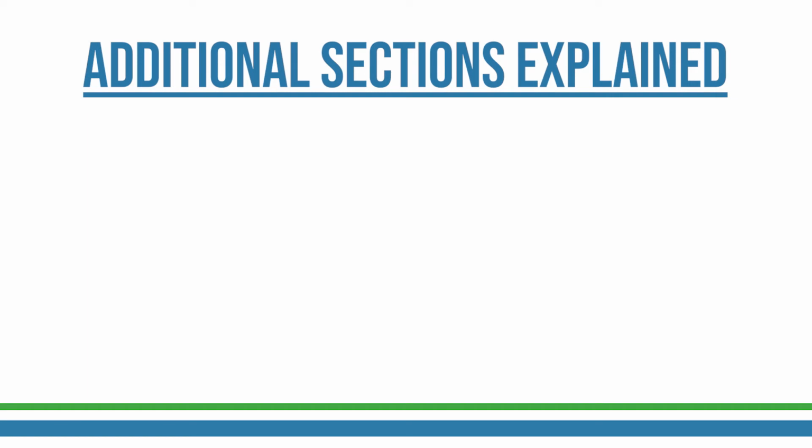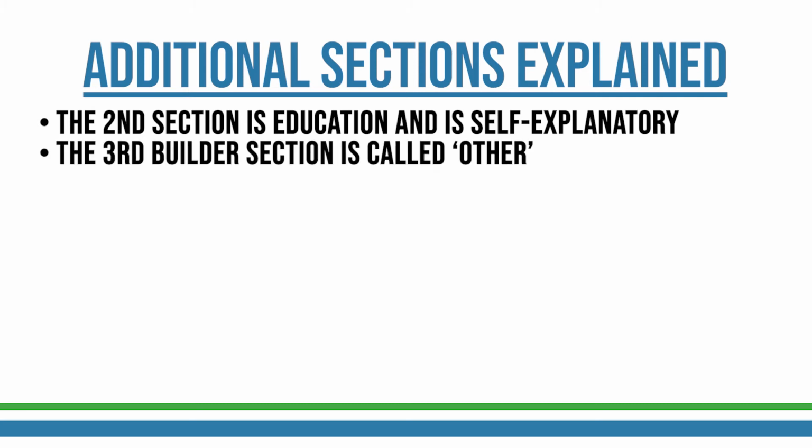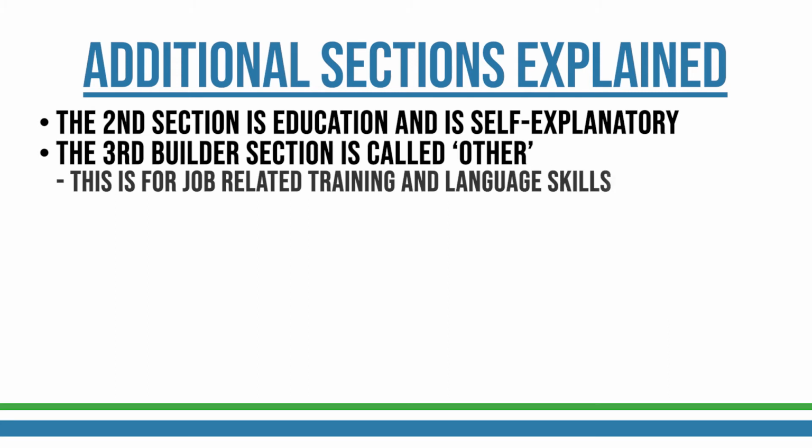The second section here is education. That's pretty self-explanatory. The third builder section is called Other. This is where you put your job-related training. This is where you put your language skills.